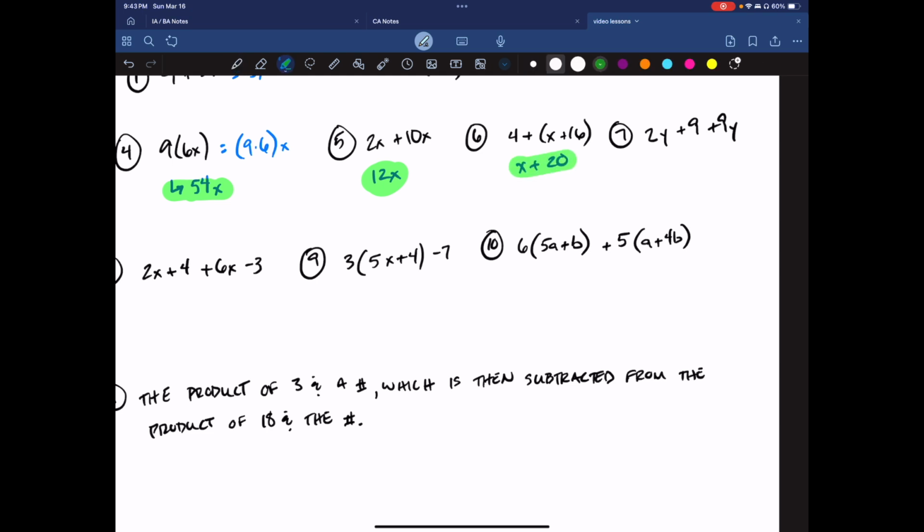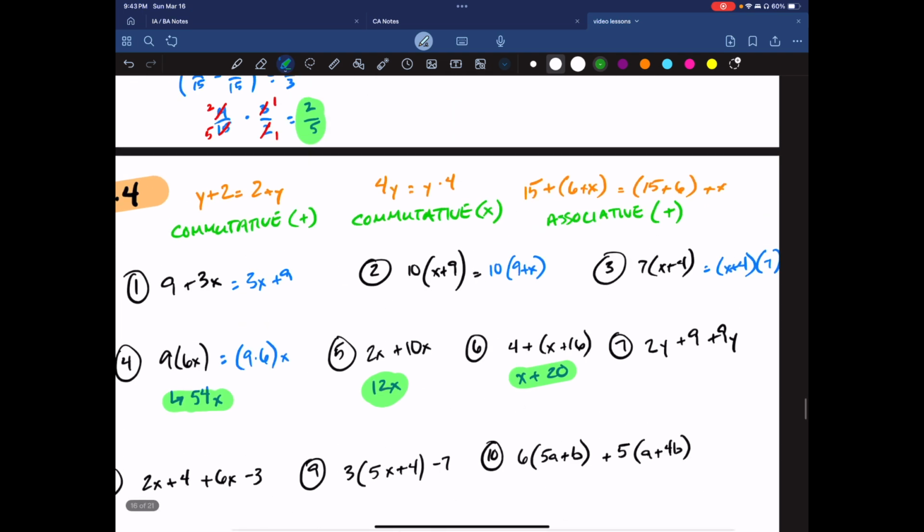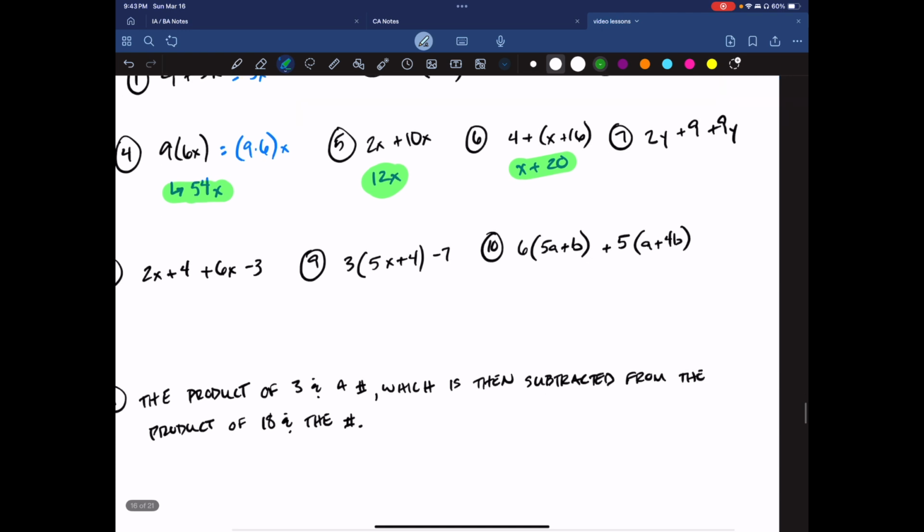Now, you could say 20 plus x or x plus 20. As you remember, that's the commutative property. It means the same thing. X plus 20 or 20 plus x, it's still the same. So it's really just a matter of preference or habit. In my case, it's a habit of writing x first.